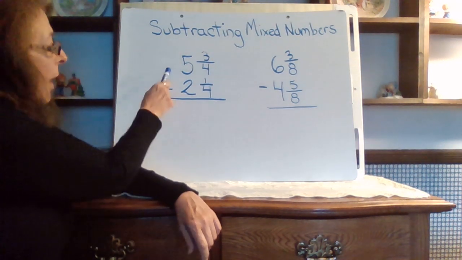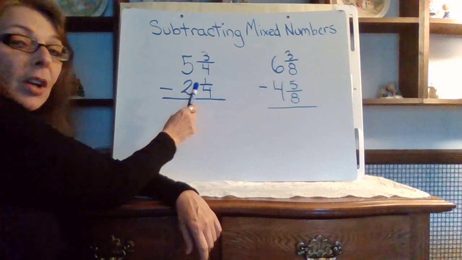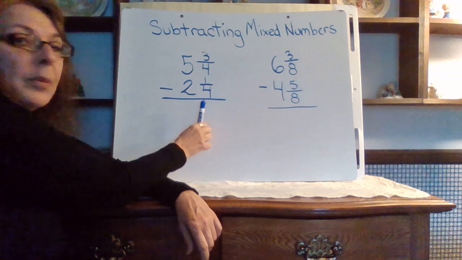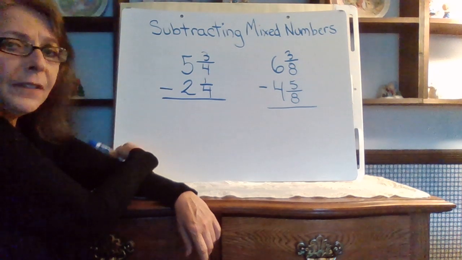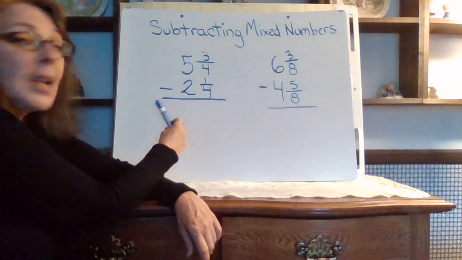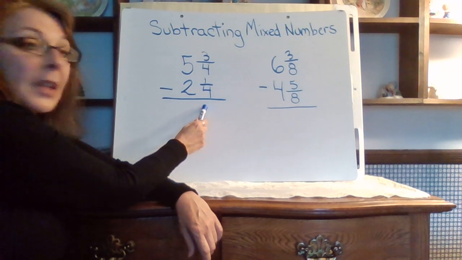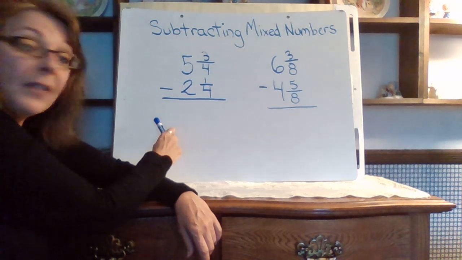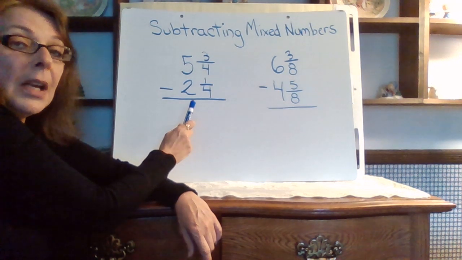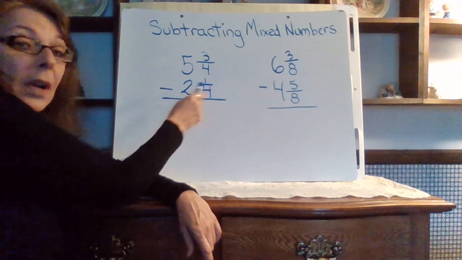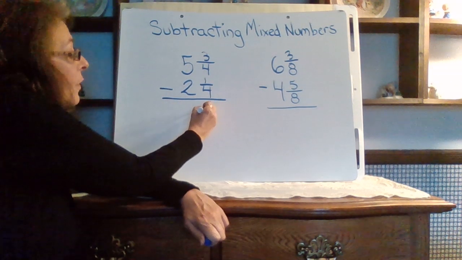Notice that my top number, 5 3/4, minus 2 1/4. So I'm going to start with my fraction piece. When we subtract, we usually start with the rightmost place and work our way to the left. So no different with mixed numbers. I'm going to look at my fraction piece and ask myself, do I have more on top? Well, 3/4 is greater than 1/4. So we know that more on top, no need to stop. So let's subtract 3/4 minus 1/4. We know how to subtract fractions, and that is going to give us 2/4.